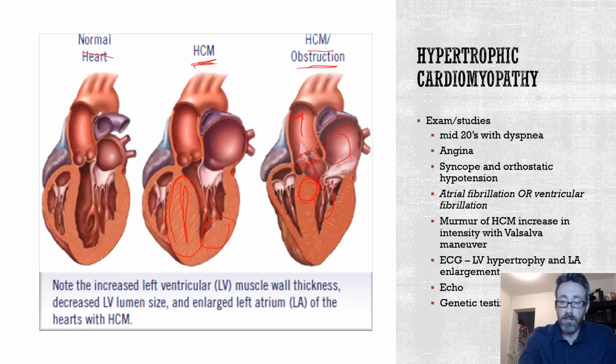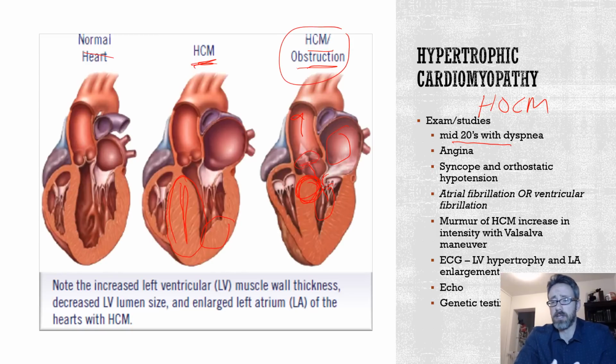Okay. On an exam with this, classically what you see is somebody who's young, mid-20s, with shortness of breath. They may even have anginal pain. And this is one of these horrible stories that you hear about of a young athlete who drops dead suddenly on the field. This is because of hypertrophic cardiomyopathy, sometimes referred to as HOCM, or hypertrophic obstructive cardiomyopathy, which is referring to the obstruction that's caused over here in that condition.